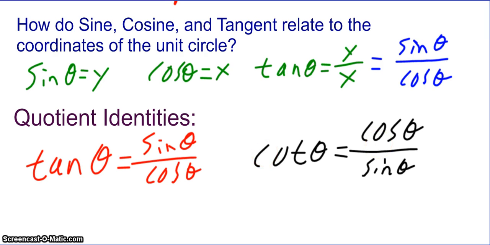So again, it's not about memorization. The more you understand the relationships, the better off you are. Think about also the right triangle trig, the SOHCAHTOA. Tangent is opposite over adjacent, cotangent is adjacent over opposite. So they all directly relate. These are not unique things that we're learning.